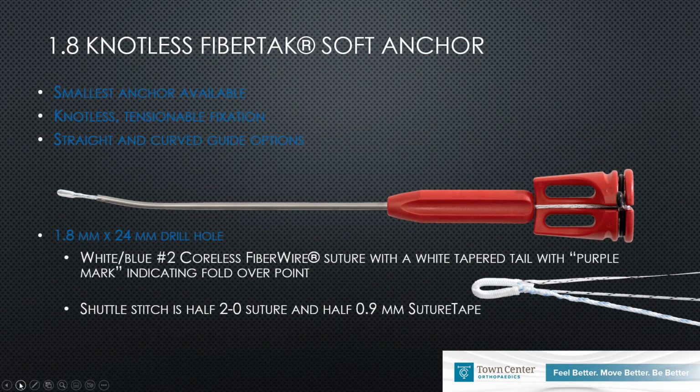So in terms of the 1/8 knotless fiber tack, again, it comes in straight and curved guide options. We talked about it's the smallest anchor, at least consistently used for shoulder anyway. Anecdotally, I'm more of a fan of the straight guide. Part of that has to do with the drill guide for the curved anchor still being essentially a solid, almost like a pin. So while it does drill a hole, it doesn't really remove any bone.